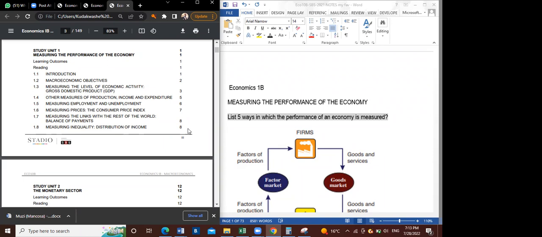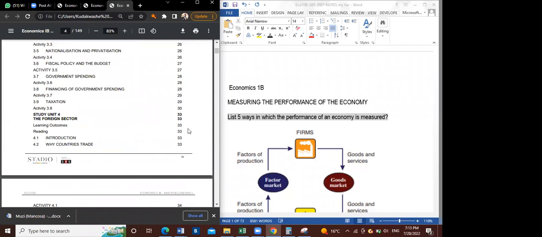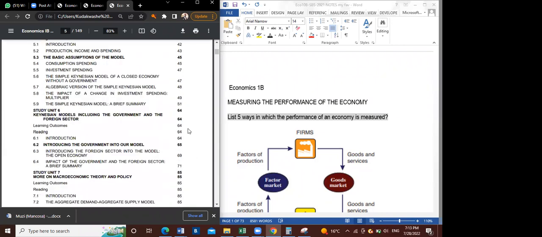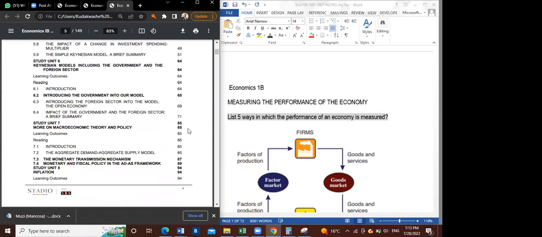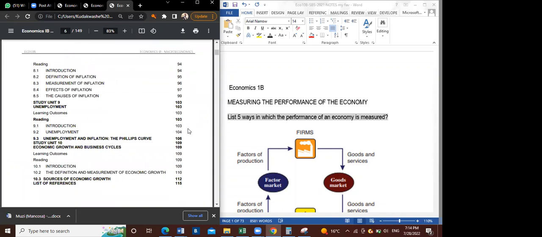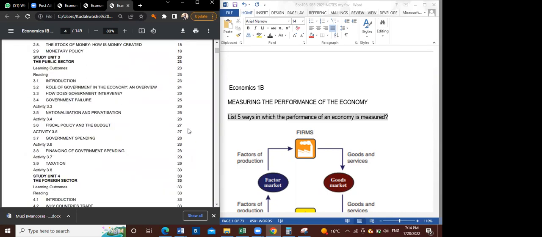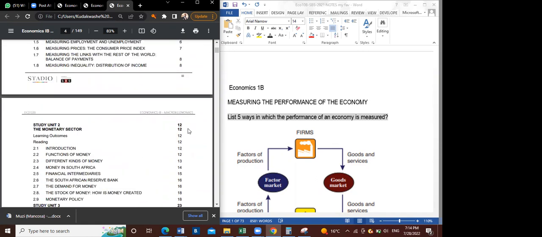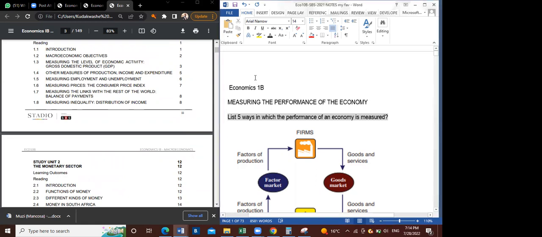The first unit is measuring the performance of the economy, and we'll be having subtopics within it: the macroeconomic objectives, measuring the level of economic activity, etc., up to the distribution of income. That is our first topic. We're going to start with that one on a snippet, then move on to the other topics. Then we have the monetary sector, the public sector, the foreign sector, the Keynesian model, then the Keynesian model including the government and the foreign sector. Then we have macroeconomic theory and policy, unemployment, inflation, and sources of economic growth. These are the main topics that we need to be covering thoroughly before we can attempt an exam.